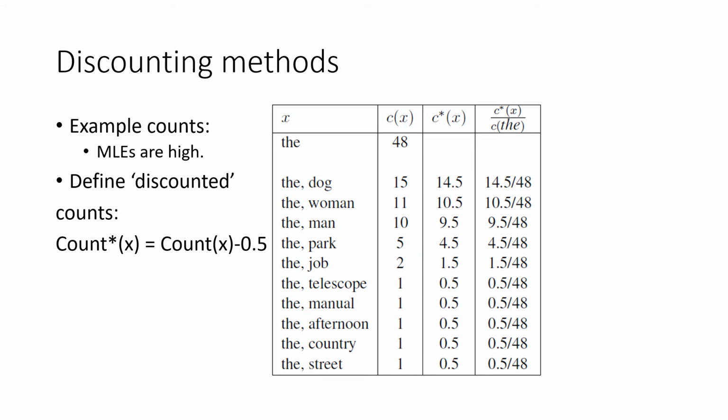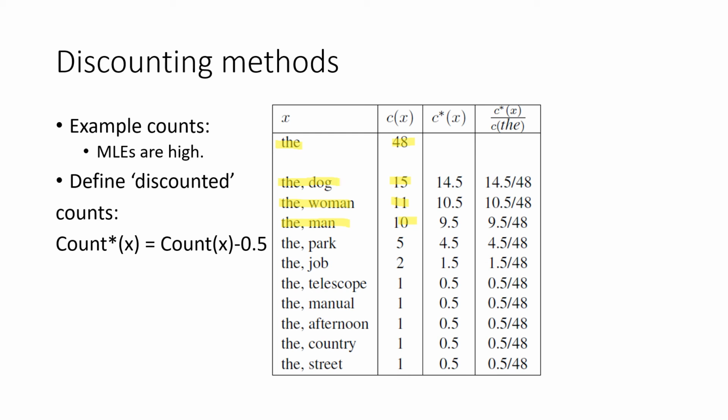In order to handle sparse data sets, we can use discounting methods. We can see an example here. Let's imagine that we have a data set in which the word "the" appeared 48 times. And then we have the counts of bigrams that appeared in our data set. For example, the dog appeared 15 times, the woman 11 times, the man 10 times, and so on, according to this table here. And then the problem is that some of the bigrams that occurred in our test set did not occur in the training set, so the probabilities would be 0.